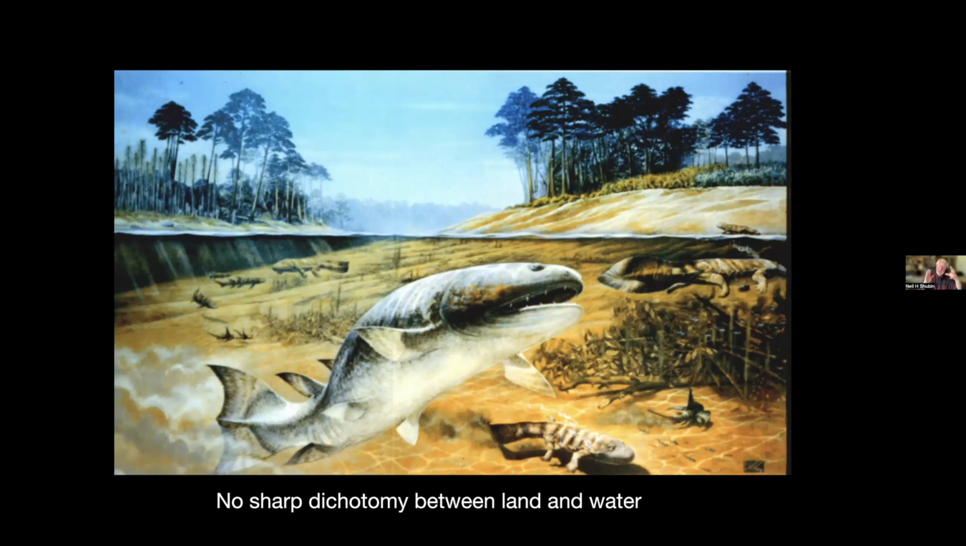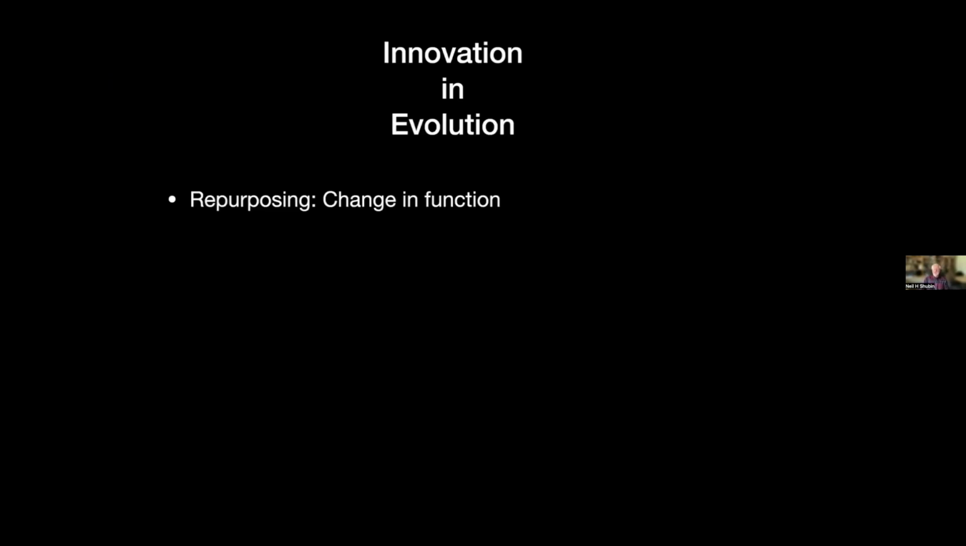And that history really involves multiple changes in function, repurposing ancient organs to use them in new ways for whole new activities. So when we think about innovation in evolution, this is a list I'm going to build throughout the talk. Repurposing, a change in function, is a very important thing. And when we think about changes in function in evolution, we're really thinking of the shift from swimming to walking in water.